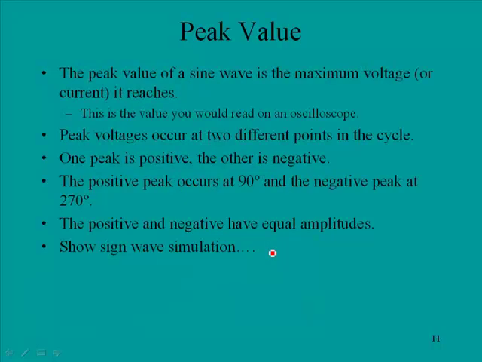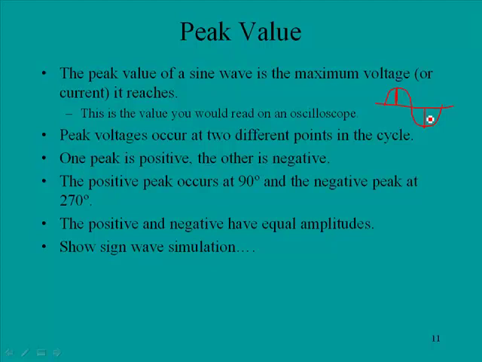Peak value. The peak value of a sine wave is the maximum value of voltage or current it reaches. This is the value you would read on an oscilloscope, and when we previously looked at that signal, the peak value would be at this point, that'd be the positive peak, and this would represent the negative peak. Peak voltages occur at 2 different points in the cycle. One is positive, one is negative. The positive peak occurs at 90 degrees, and the negative at 270 degrees.